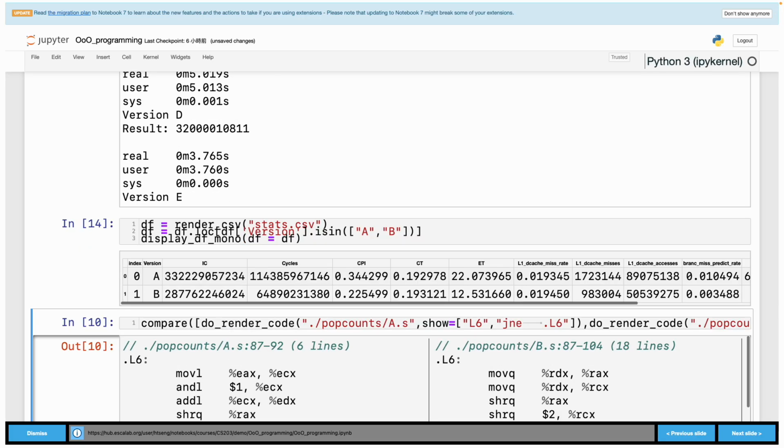So right now, I'm going to run these 2 versions. And as you can see, let's take a look. Version B, the instruction count is indeed fewer, and the number of cycles is a lot better. The CPI, cycles per instruction, is also better. Execution time is shorter. The data cache miss rate is about the same. Let's take a look. Okay, so here is the branch misprediction rate. So this one, surprisingly, is lower.